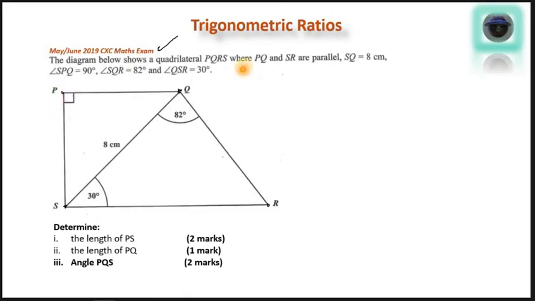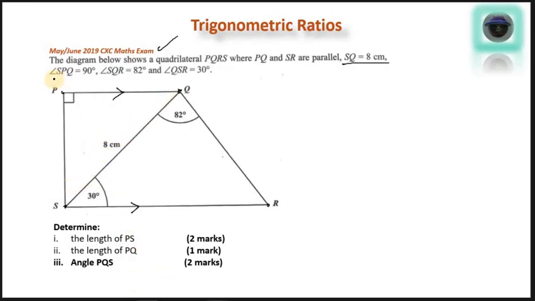All right, now it says PQ and SR are parallel. So let's check it out. PQ and SR are parallel, so it means that this side here is parallel to this side here. These arrows mean parallel. Okay, and SQ is 8 centimeters. So going from S to Q, we have a distance of 8 centimeters. In other words, this side here is 8 centimeters.